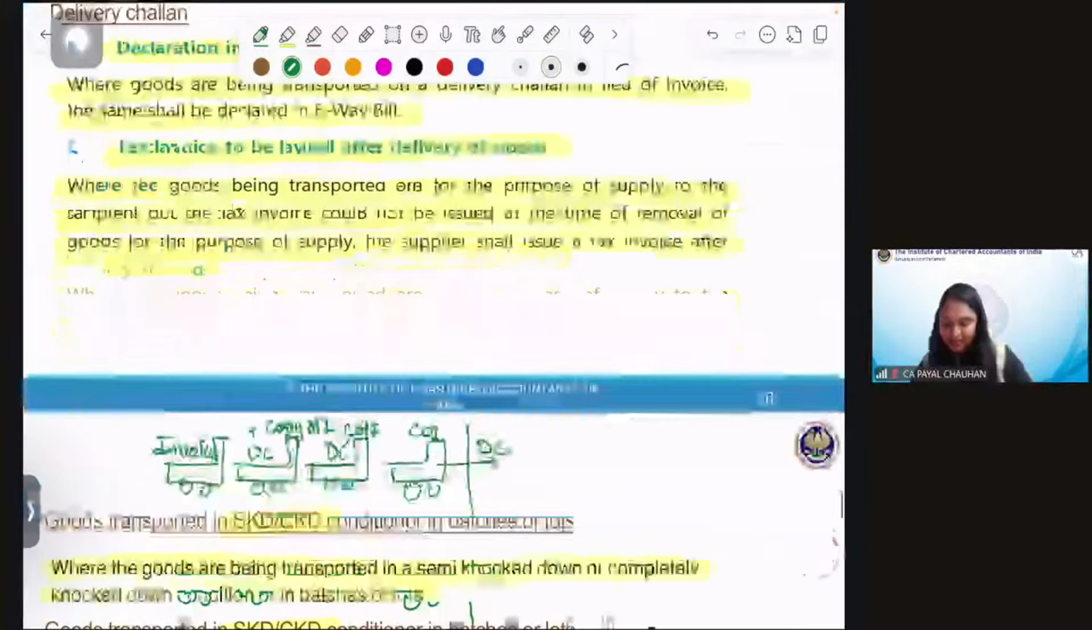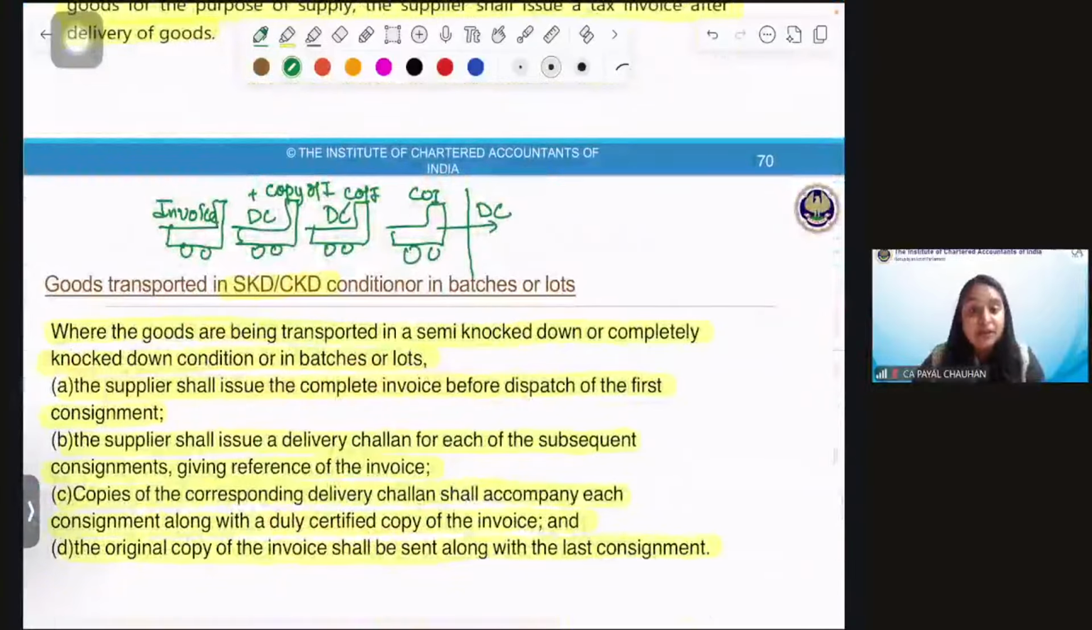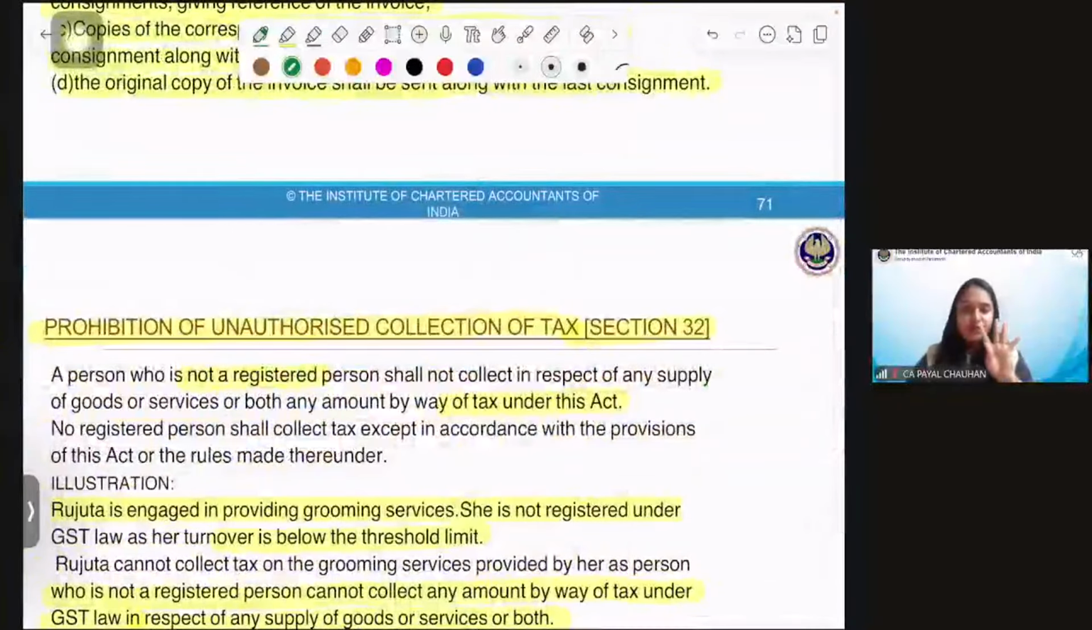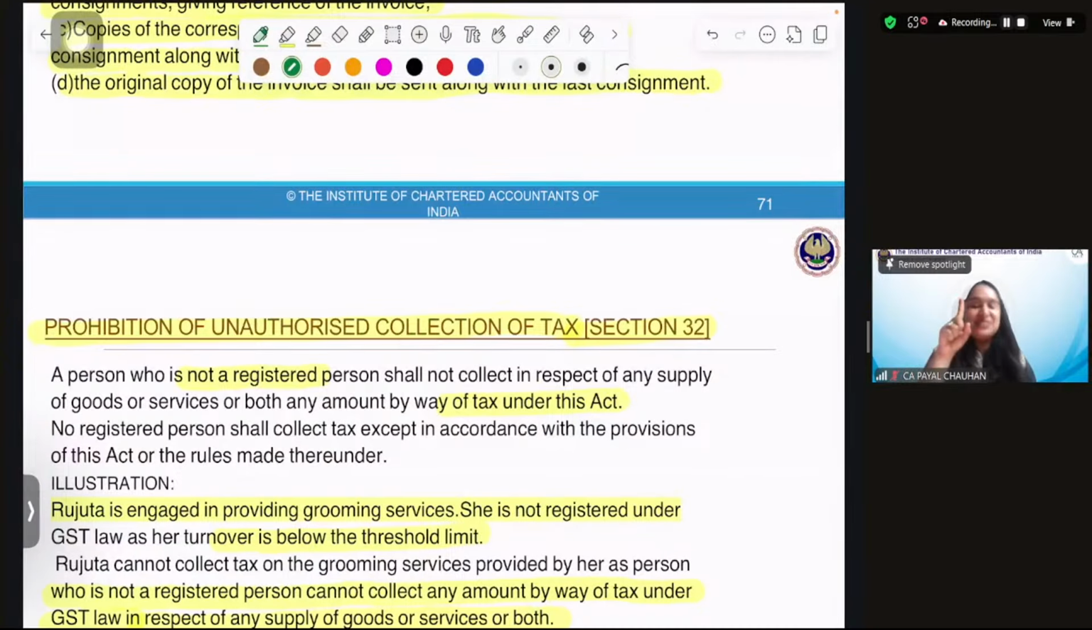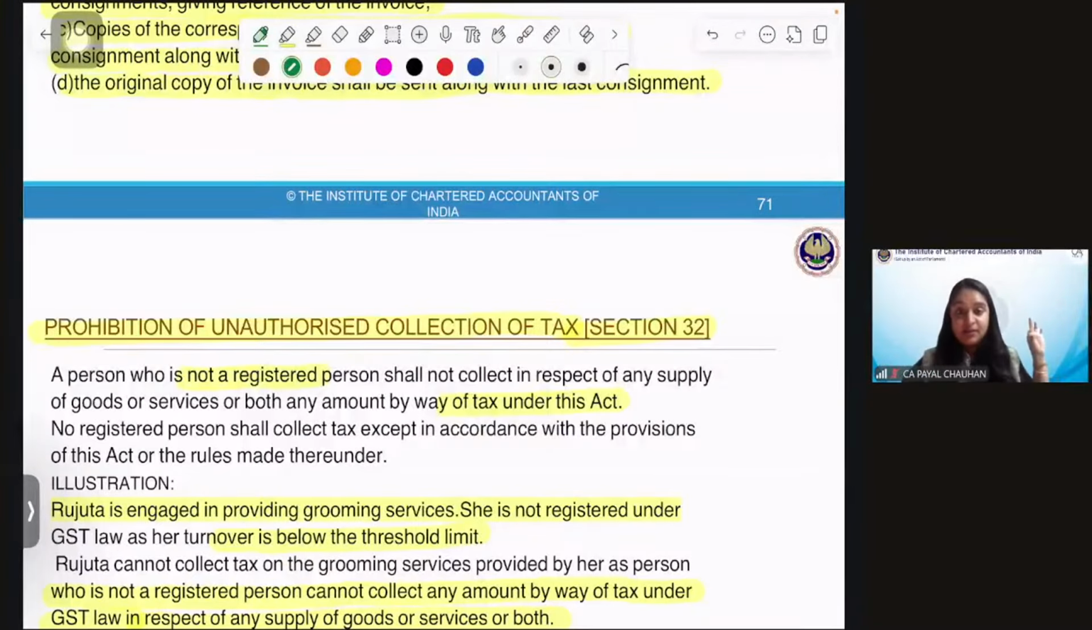If the goods are sent to you in lots, say 4 lots, the original invoice will be issued to the recipient with the last lot. With every truck we will have a copy of the invoice along with the delivery challan.